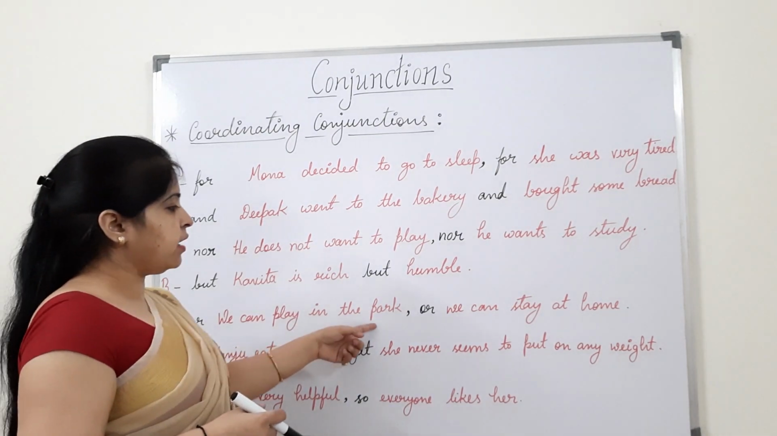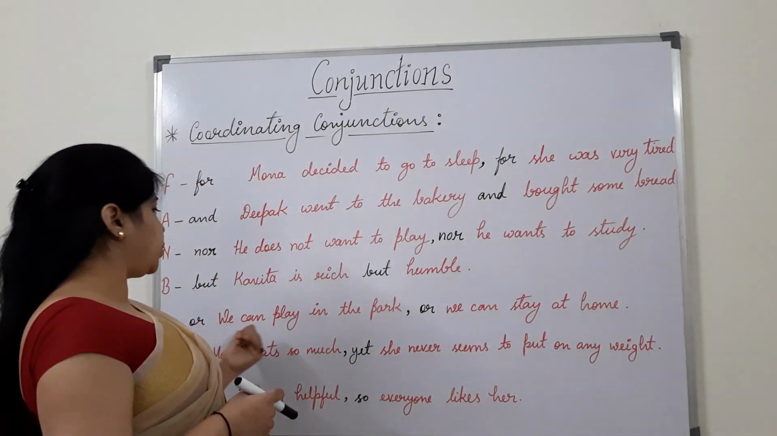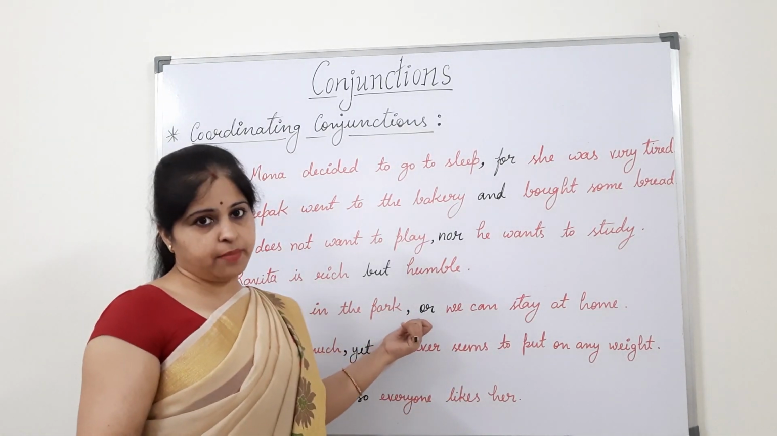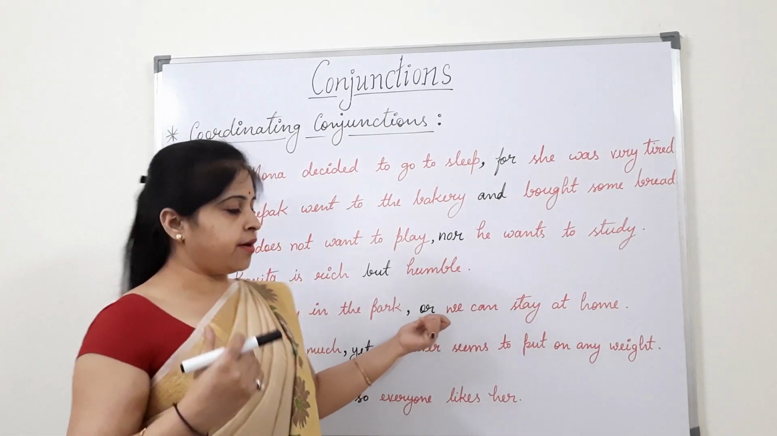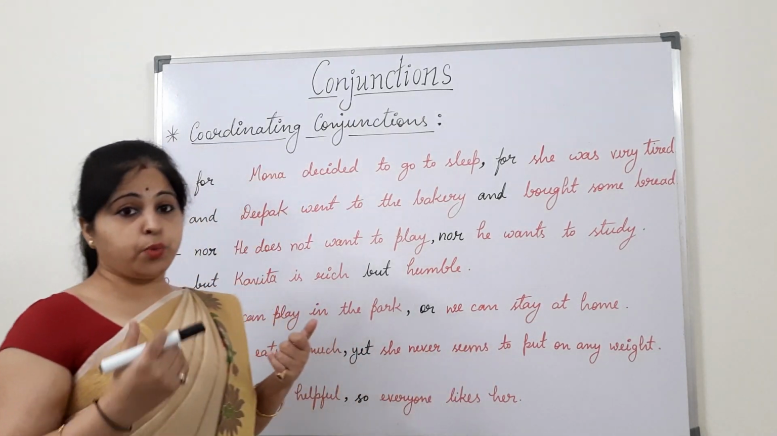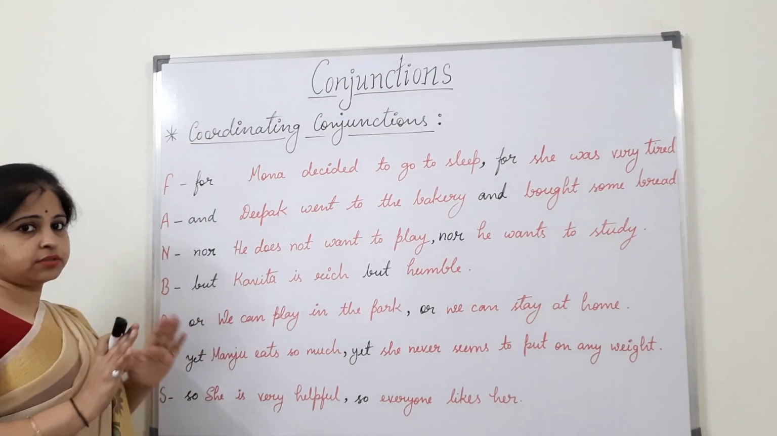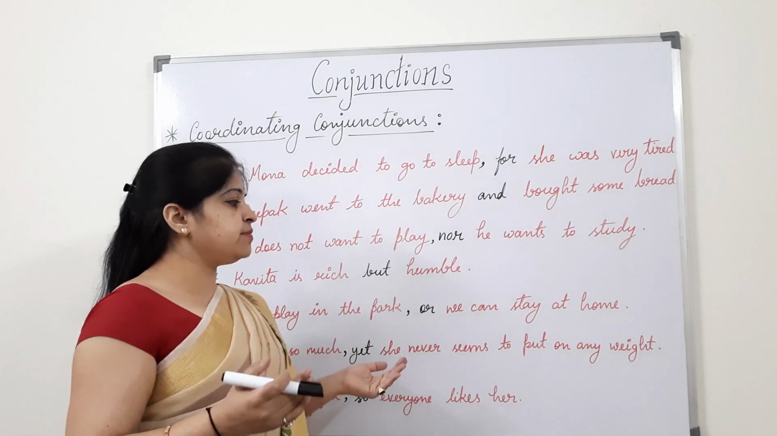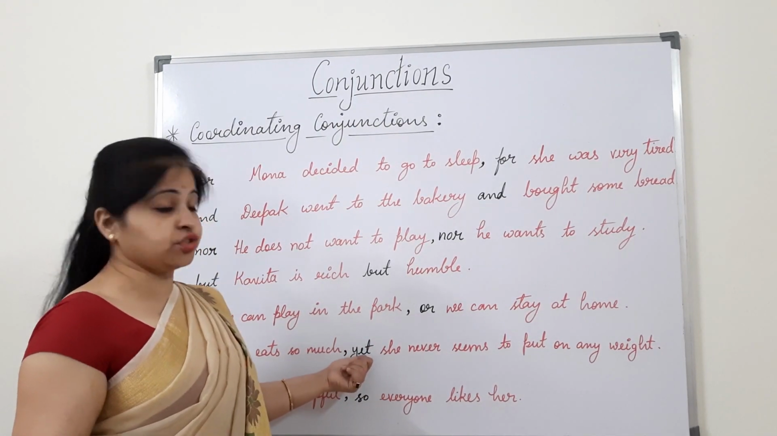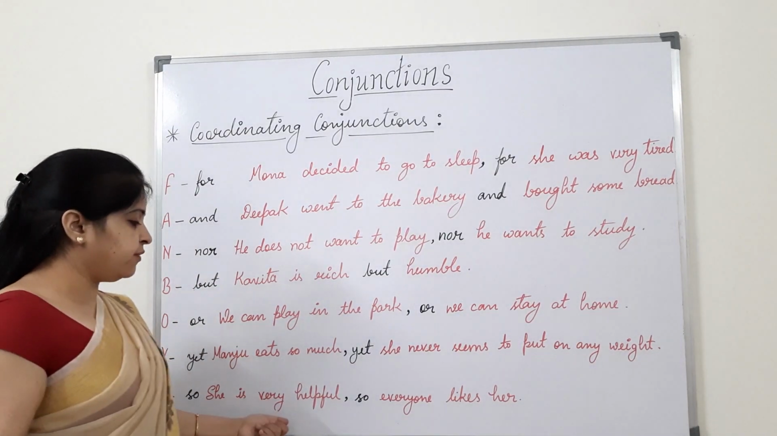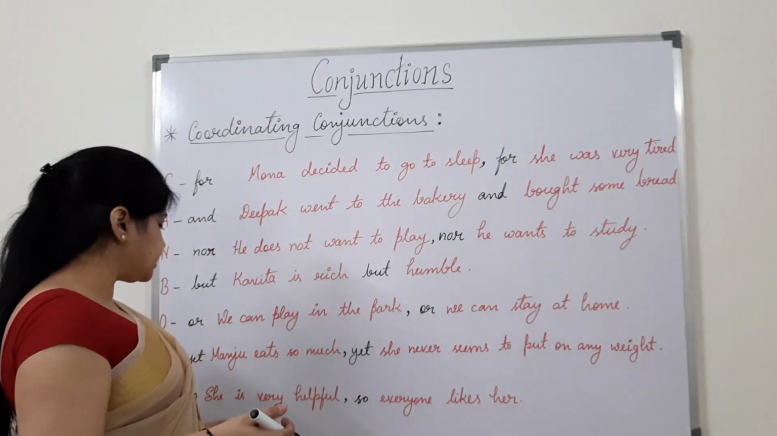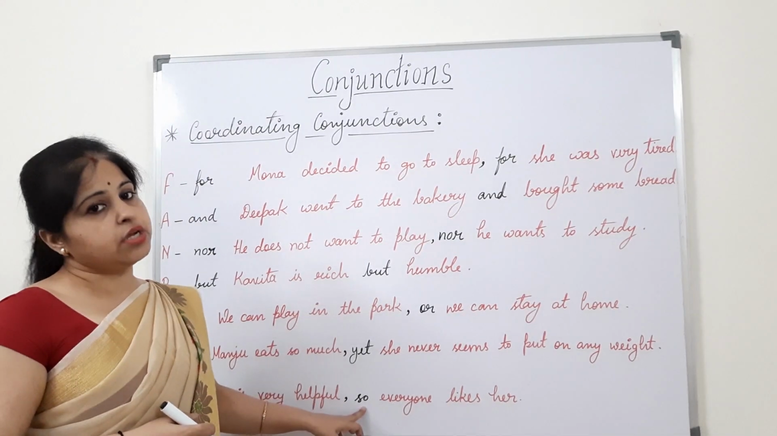We can play in the park, or we can stay at home. We can play in the park, independent clause. We can stay at home, independent clause. So I'll be using a comma before the conjunction or. Manju eats so much, yet she never seems to put on any weight. Manju eats so much, independent clause. She never seems to put on any weight, independent clause. Use of comma is there before the coordinating conjunction yet. She is very helpful, so everyone likes her. Again, independent clauses on both sides. We have used a comma before the conjunction so.